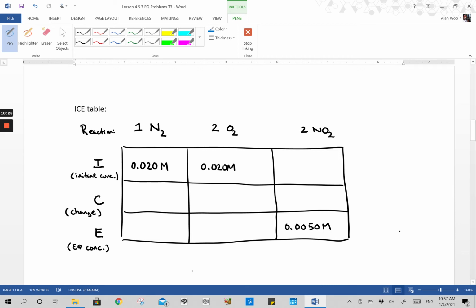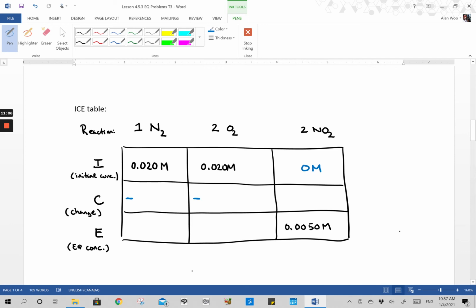Now, what I'm about to write next is the stuff that we interpret. For example, initially, we do not have any NO2. So the concentration of NO2 is 0 at the beginning, at the start. Now, once equilibrium begins, we are going to be using up the reactants. So I'm going to put a negative sign in front of the two reactant columns because we're going to use up N2 and O2.